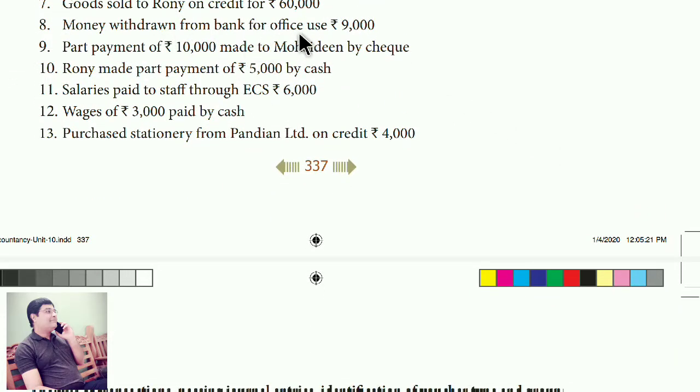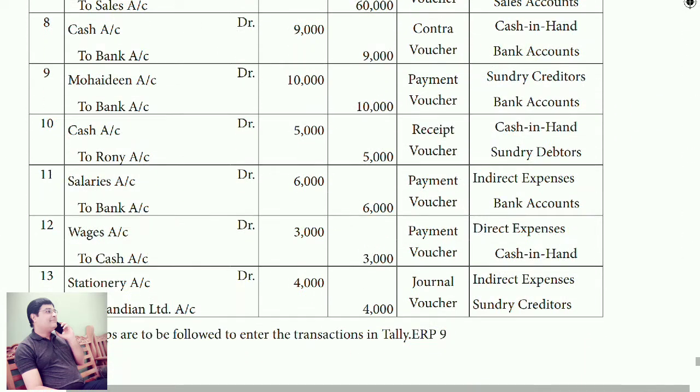Now see the 8th entry. Money withdrawn from bank for office use. So you withdraw money from the bank. What comes in? Cash comes in. From where does the money go out? From the bank. So what is the journal entry? Very simple. Cash account debit to bank account, 9,000. Because it is cash to bank, it is a contra voucher. Cash will come under cash in hand. Bank account will come under bank account. This is the procedure of Tally.